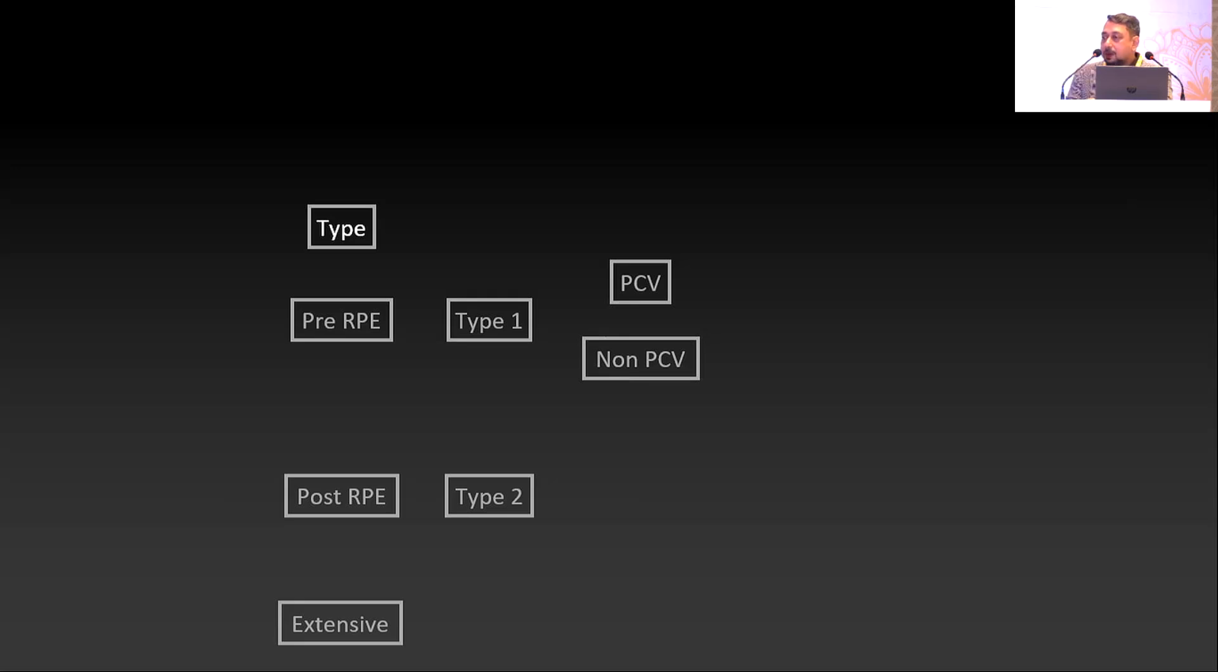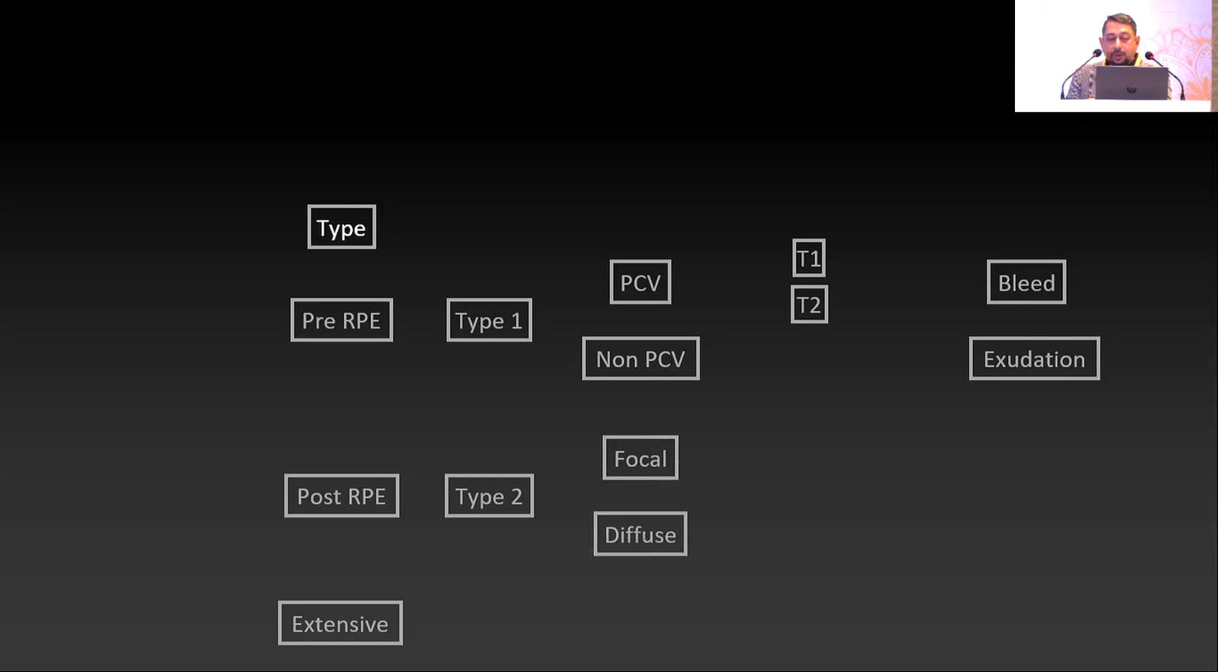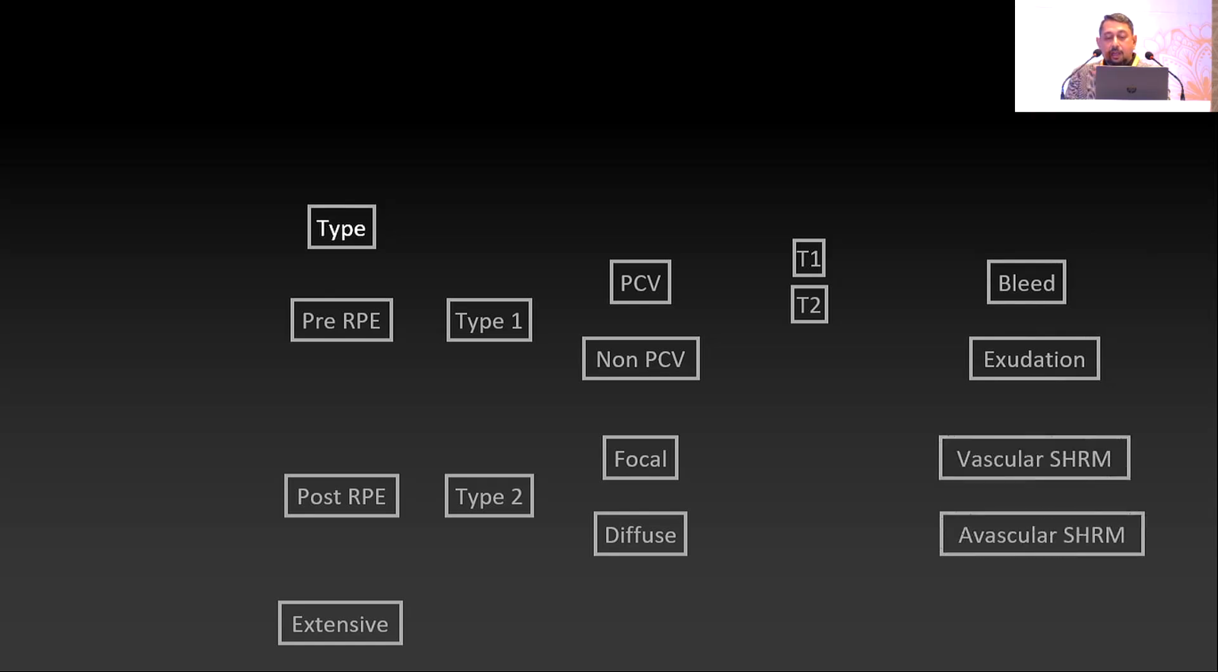Again, a pre-RP disease can be a PCV or a non-PCV, and in PCV you have a type 1 and a type 2, and you can have the effects of having a bleed or an exudation if it's a PCV type disease. A pre-RP disease can be a focal disease or a disease that has gone wider and more diffuse. You can have a disease with a vascular SHRM, that is the SHRM tissue is vascularized, or you can have an avascular SHRM. An extensive disease, you can have a mixed disease where you have a pre-RP and a post-RP component, or you could have just a recent breakthrough, a disease which is predominantly type 1, which has recently broken through to form a type 2 disease.